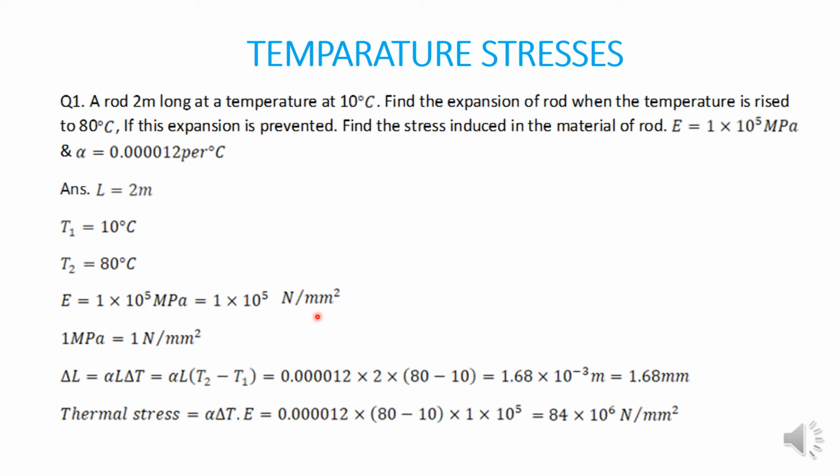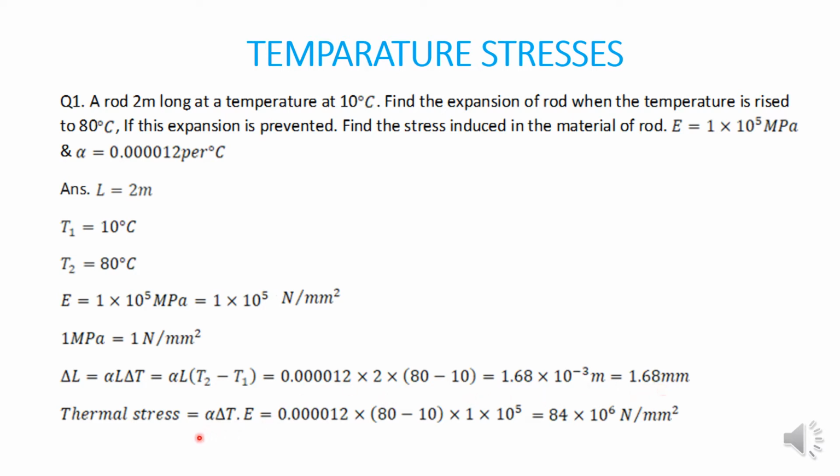Then we have to find out the value of thermal stress or temperature stress induced in the rod, and the equation is alpha delta T into E. Okay, so before that we have to find out the expansion of the rod. Expansion means delta L. How will you find it? Use the equation alpha L delta T, where delta T is the change in temperature, so that is alpha into L into T2 minus T1. All the data are given in the question. Just substitute and find the answer. You will get it as 1.68 mm.